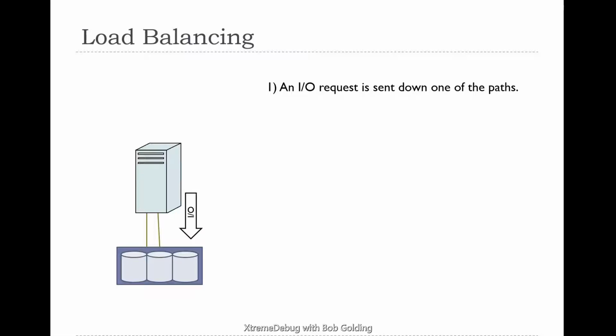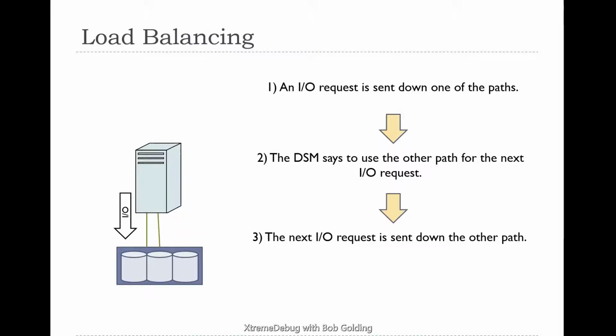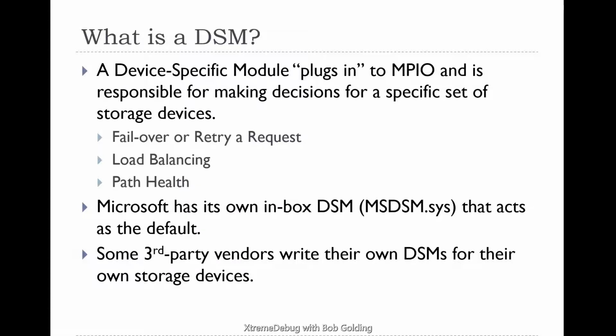Load balancing is another feature of MPIO, and load balancing is necessary to stop too many requests going down one path. So an I/O request is sent down one of the paths, and load balancing is handled by the DSM, and the DSM determines which path the next I/O request is sent down. Then the next I/O request is sent down the other path. It's pretty straightforward. The DSM makes the decision, based on the load balancing policy, of which path should be used for I/O. Now, what is a DSM?